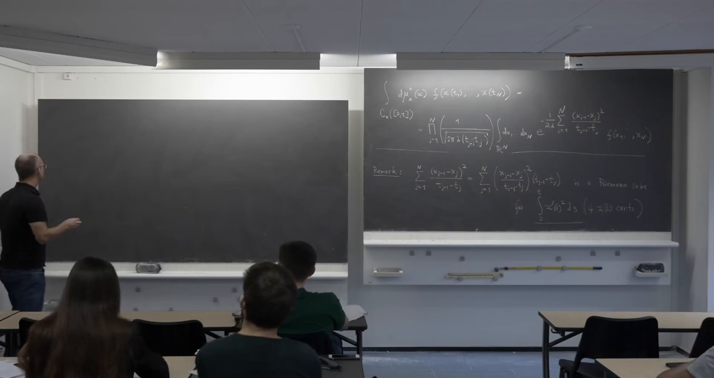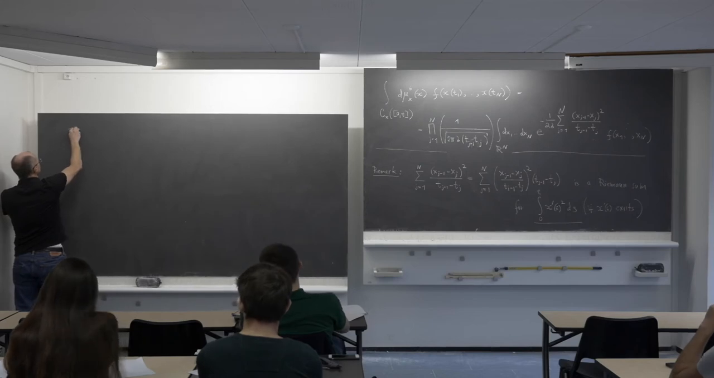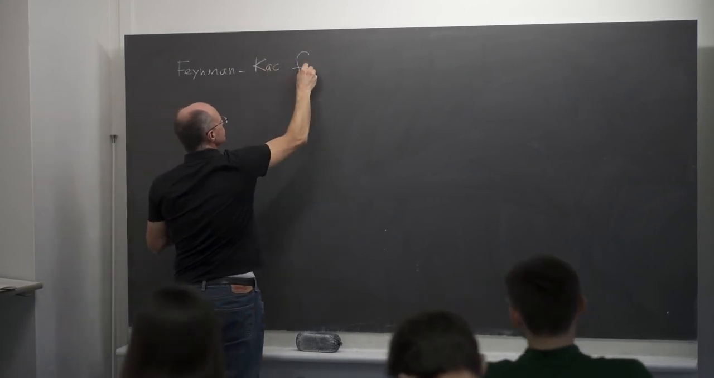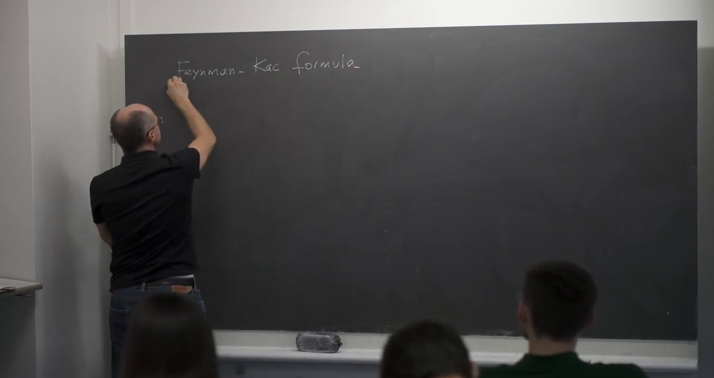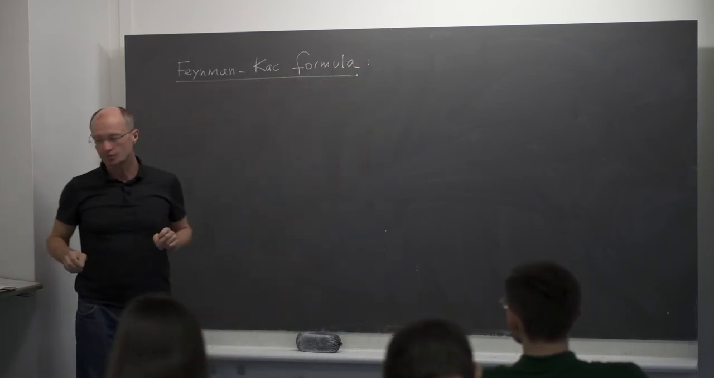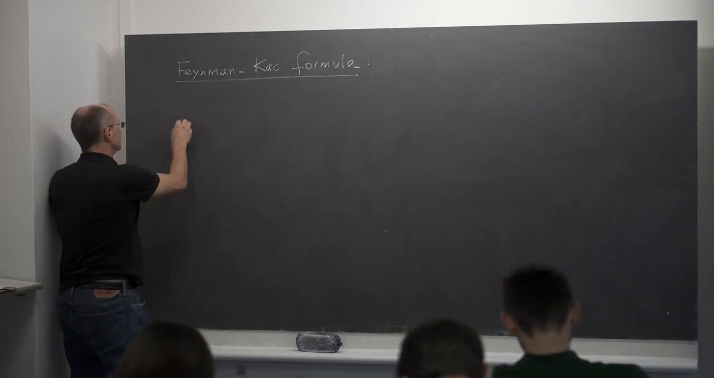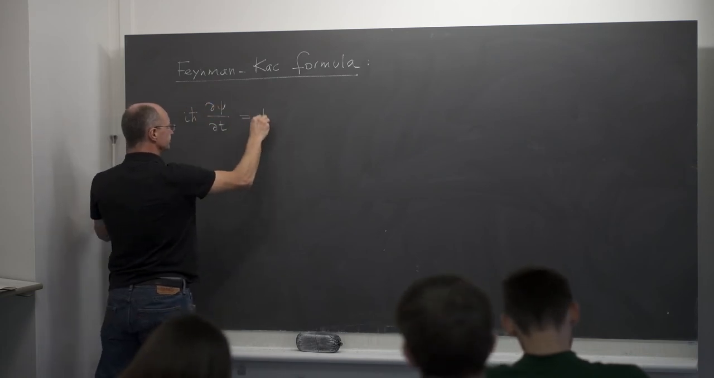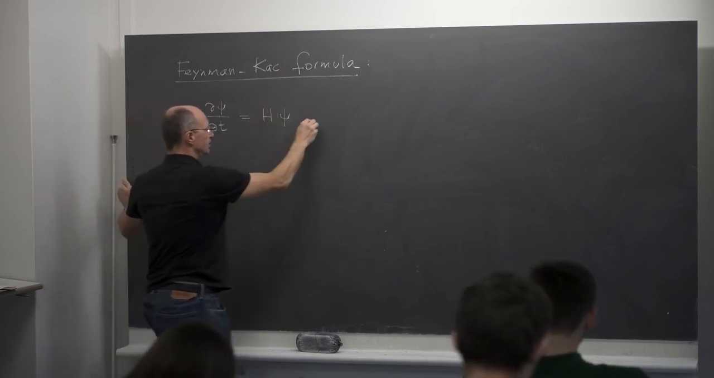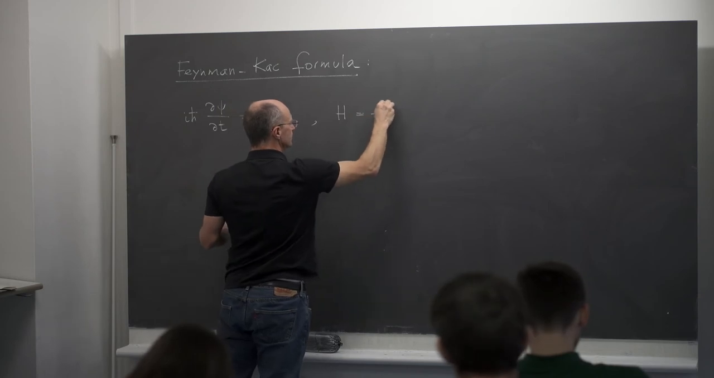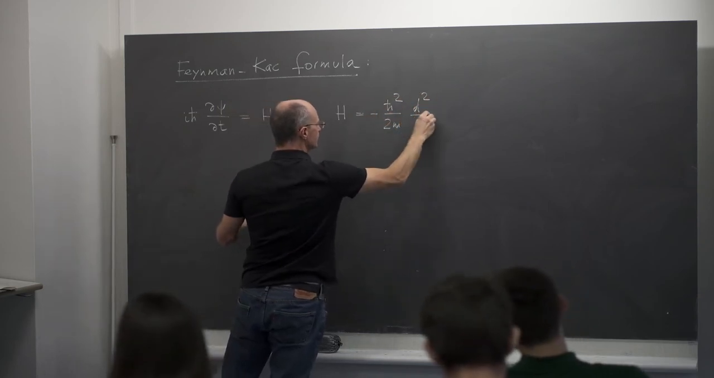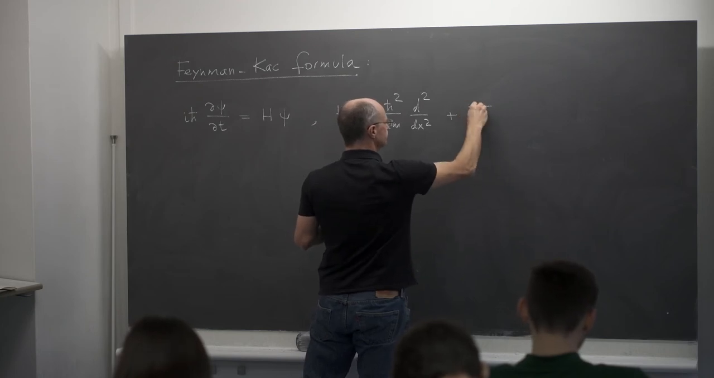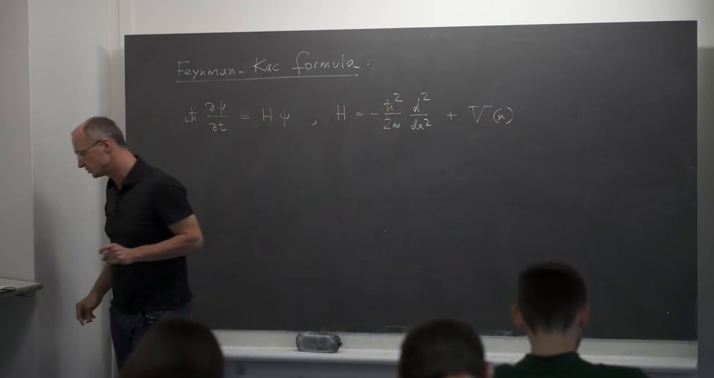The last calculation in the course goes under the name of the Feynman-Kac formula. So let's go back to the basics. We are looking at the Schrödinger equation, the time-dependent one. And usually we were choosing the Hamiltonian to be minus the second derivative with a coefficient plus a sufficiently nice potential.